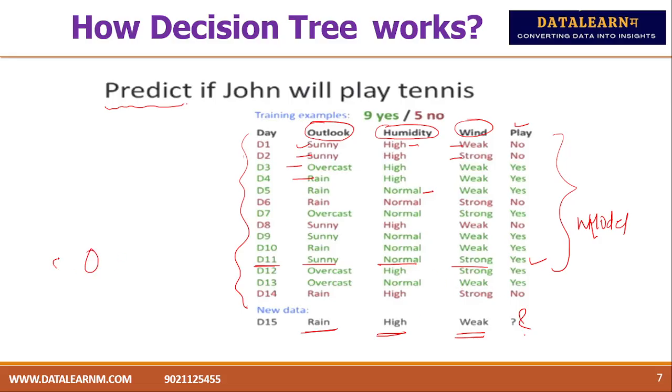But how will this problem work for a decision tree? That we are going to see now. Is the problem statement clear?